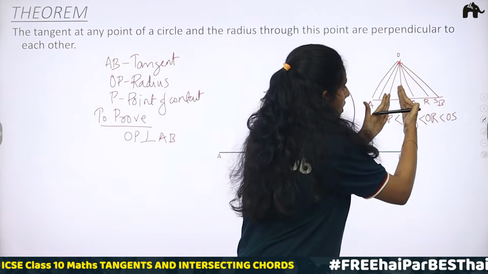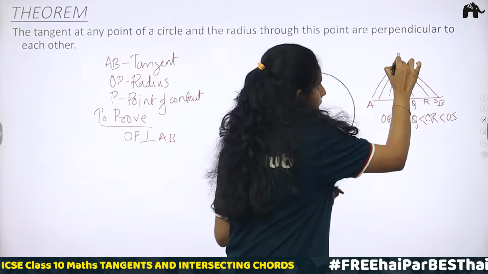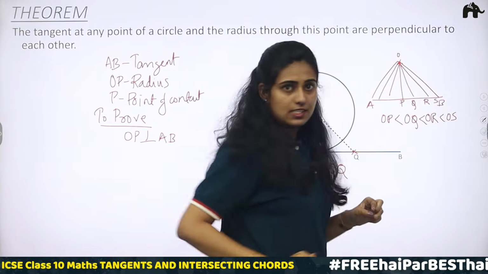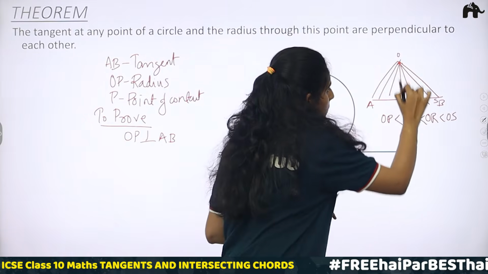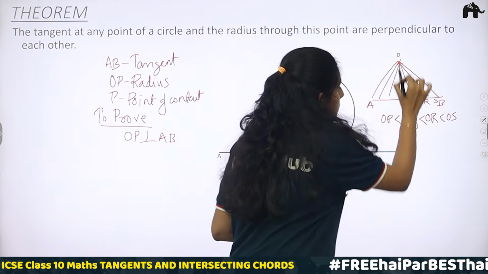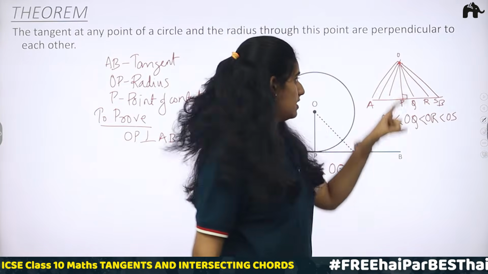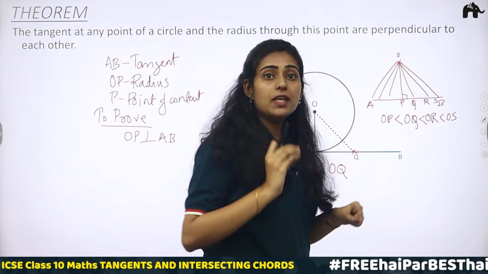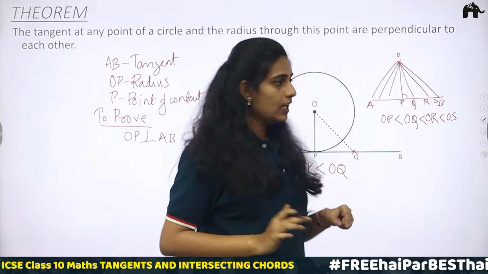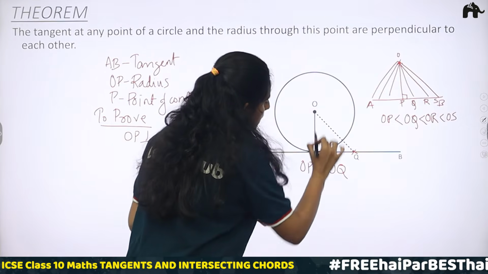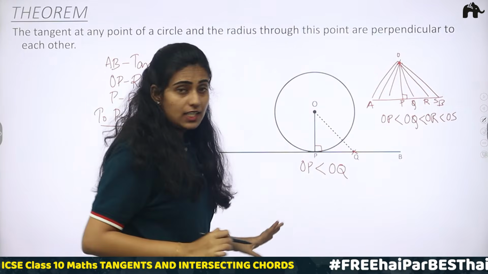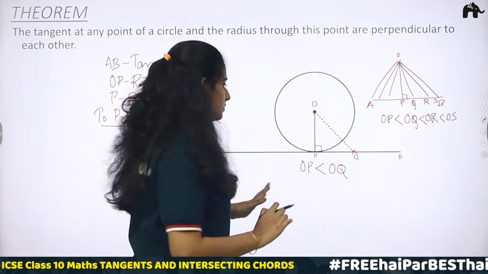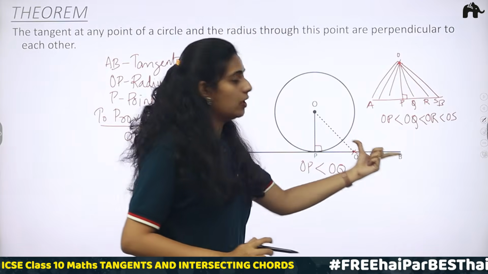That is, from this point, when the distance increases, distance from O to S increases, distance from O to R increases, everything increases, right? So, this OP is the smallest, which means OP should be the perpendicular distance. Okay, OP should be perpendicular to AB. So, the perpendicular line will be having the shortest distance. Clear? In this case, OP is perpendicular. Only then OP will be less than OQ. Clear? OP should be perpendicular to AB.